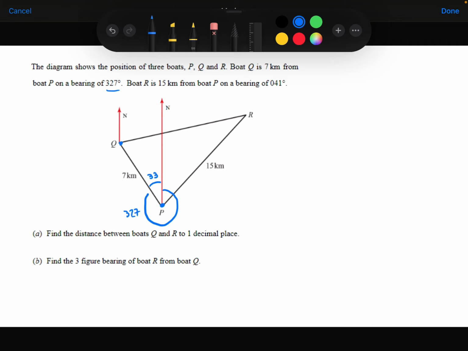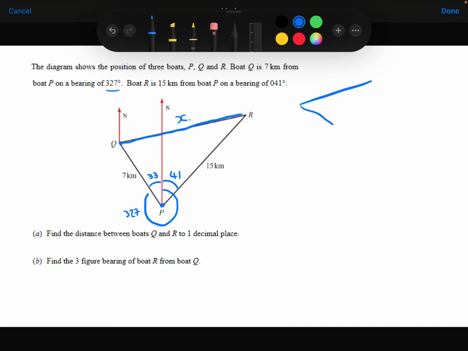We're then told that boat R is 15 kilometres from boat P on a bearing of 41. So R from P, 15 kilometres. The bearing of R from P, so the angle measured clockwise at P, from north here, that's 41. And we need to find the distance between boats Q and R. So what is this distance here?